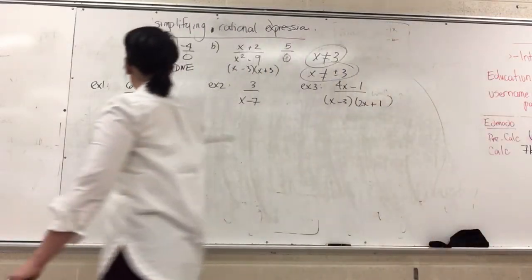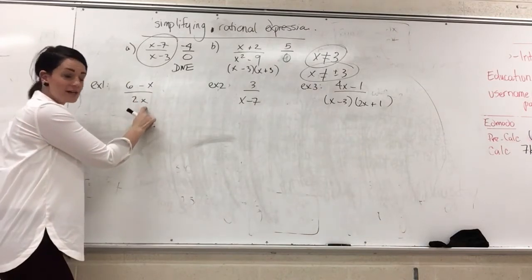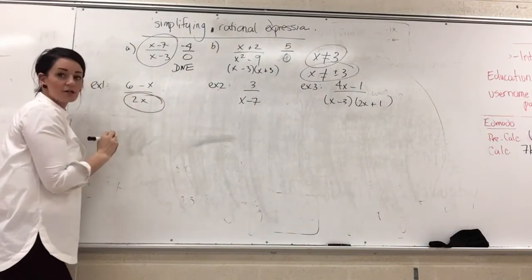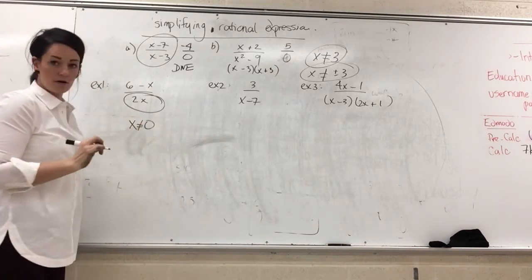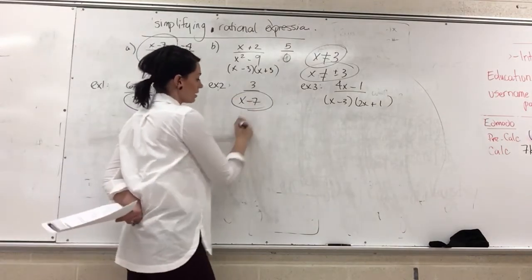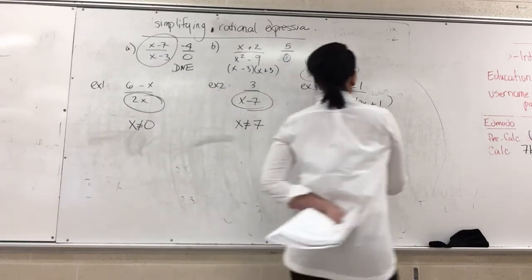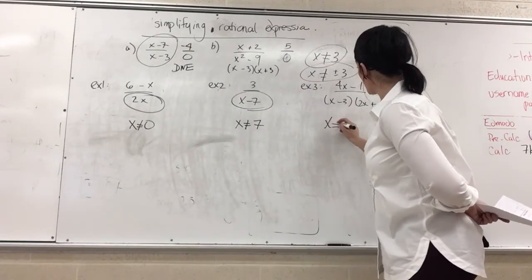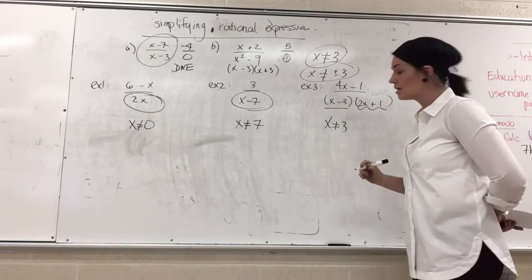So let's look at our examples here. Basically, all I need to say to myself is what could I plug in for x that would make the denominator 0? So for this one, it's just x cannot equal 0. What would I plug in here? x cannot equal 7. What could I plug in here? x cannot equal 3.